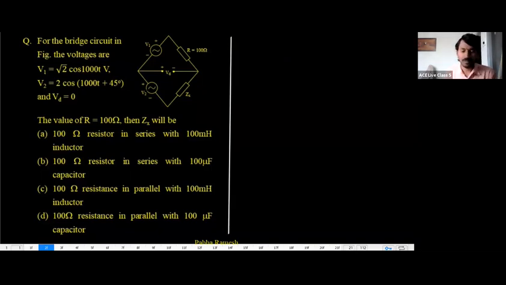Now, for the bridge circuit in the figure, the voltages V1 and V2 are given, and VD is 0. What is that? The bridge is balanced. But in this circuit, supply is not given from outside. Supply is given in the corresponding bridge branches only. That's why, concentrate.